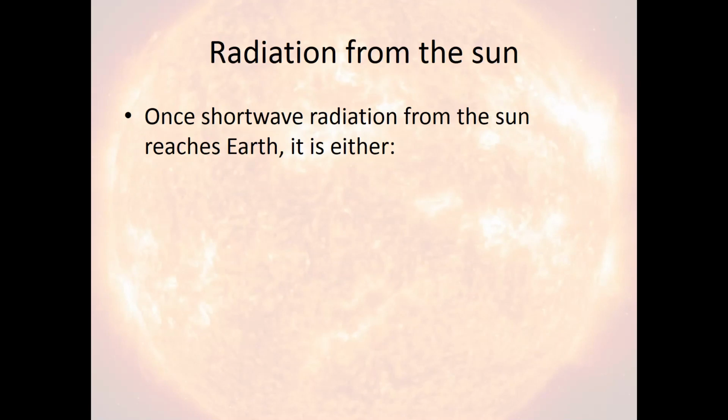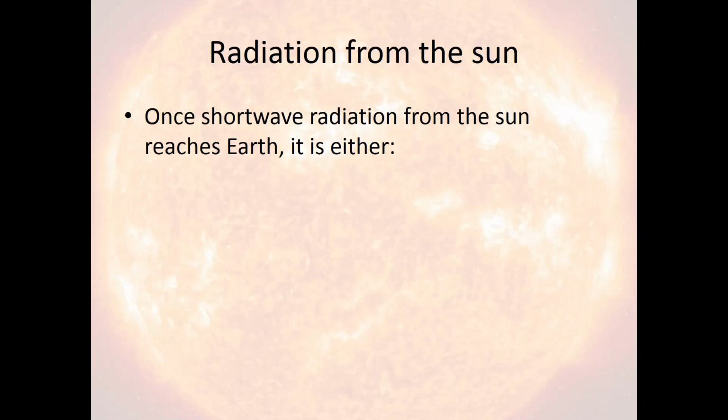Now once the shortwave radiation leaves the sun, it travels a 93 million mile path to the top of Earth's atmosphere. Once it reaches the top of Earth's atmosphere, it continues towards the surface of the Earth. As it's doing that, one of two things happens. It's either absorbed by something or reflected and scattered by something. And let's talk about how this looks.